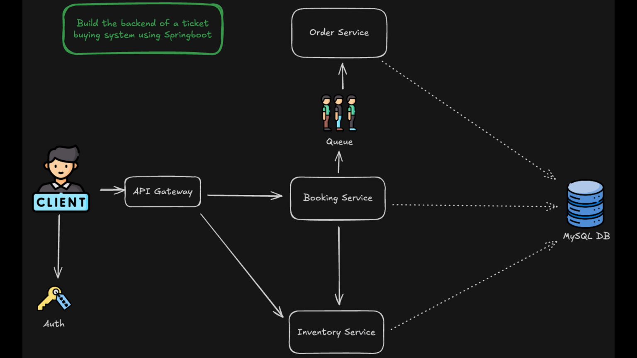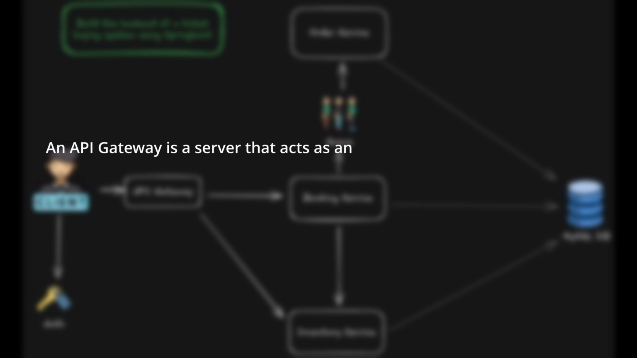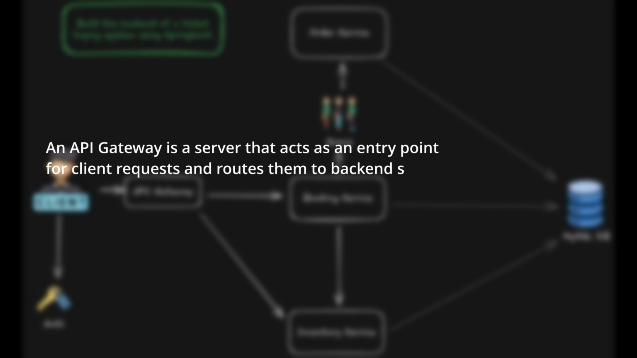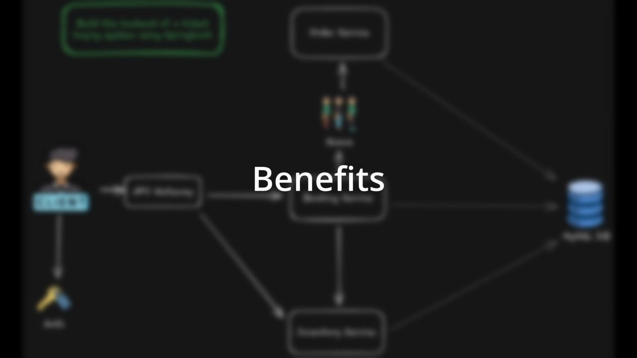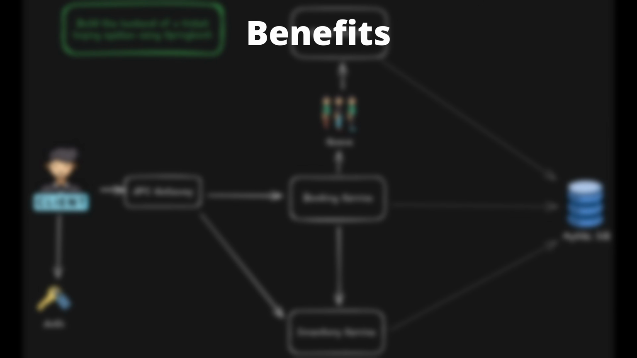Let's start by looking at what an API gateway is. So in simple words, an API gateway is a server that acts as an entry point for client requests and routes them to backend services. It acts as a reverse proxy, handling authentication, request transformation, rate limiting, and also other operations, but these are the main ones. API Gateway brings a lot of benefits to microservices architectures.